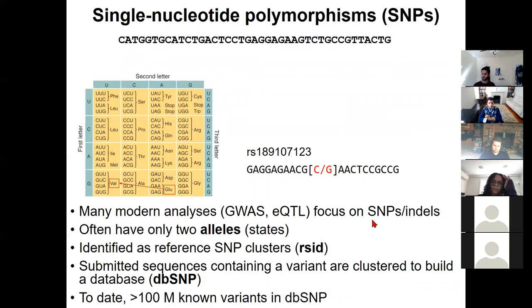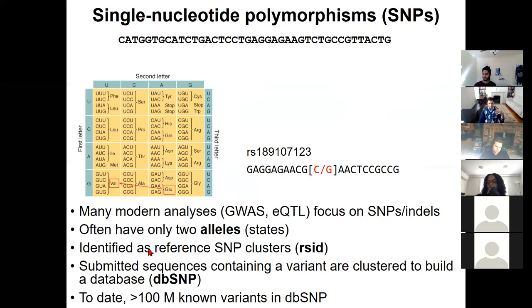So the question is whether single nucleotide polymorphisms have an impact. If you look at the genetic code, you can see that if you change a nucleotide, for example in the third codon position, which is fourfold degenerate, you have no change in the amino acid. So outside proteins, most of the variants have no impact. Within proteins, about a third of the variants have no impact. But the other third can dramatically alter the function if you switch the amino acid of translation. Many modern analyses like genome-wide association studies and eQTLs focus on SNPs and indels, and very often these have only two alleles.